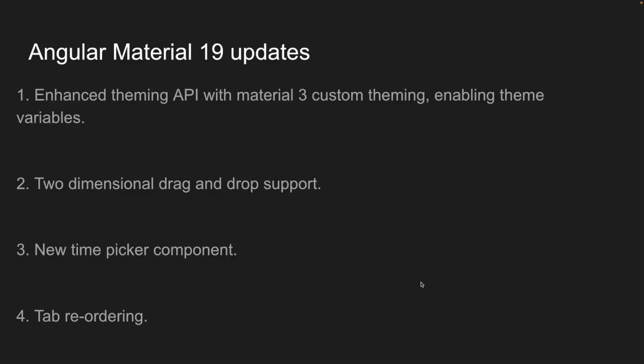And they also introduced new support, that is two-dimensional drag and drop support for the drag and drop component from CDK. That is also one of the new introductions in Angular Material 19, and they have introduced a new time picker component. Before we had a date picker, but now they came up with a time picker as well, and they also introduced tab reordering. We have tabs, that means you can have multiple tabs, but reordering was not possible in the previous Angular Material, but now it is introduced in Angular Material 19. So these are the updates they have introduced in Angular 19.